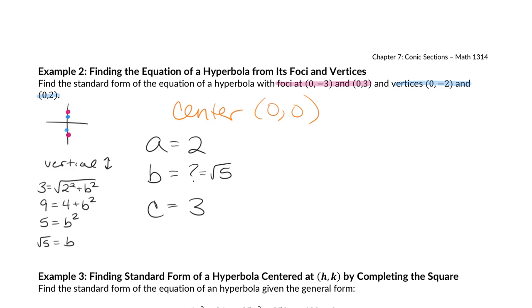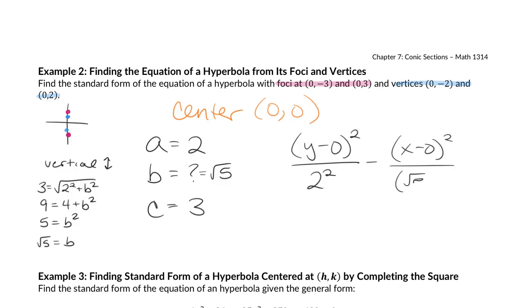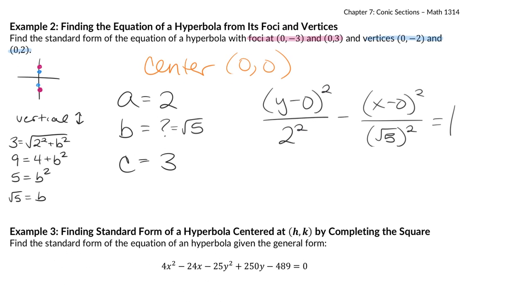You guys told me vertical transverse axis, so what letter should go first? y or x? y. So this is y minus k over a squared minus x minus h squared over b squared equal to 1. But let's clean that up. y minus 0 and x minus 0, we don't need to write that, so we can just write this as y squared over 4 minus x squared over 5 equal to 1.